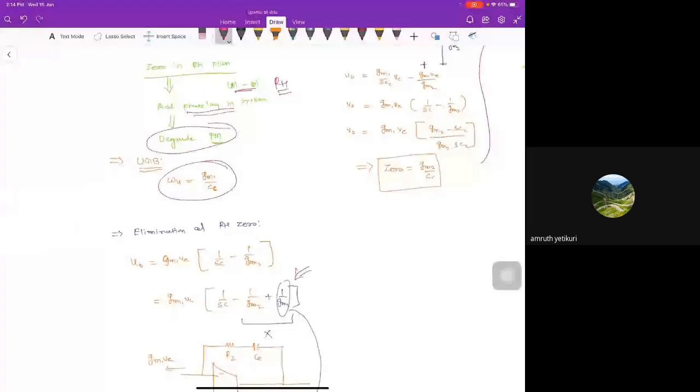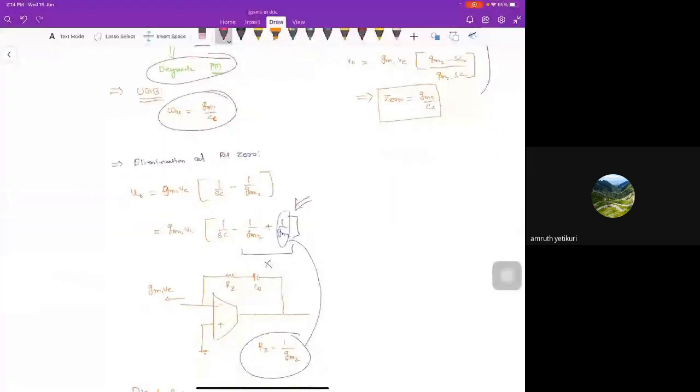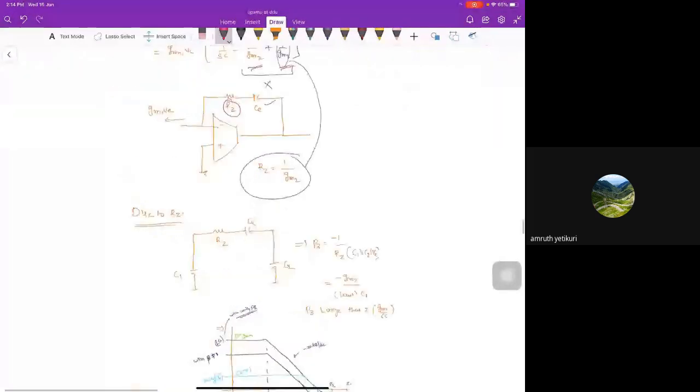So how do we do this in the circuit? In the circuit we can see that this GM into VE current passes to the capacitor, and if this GM into VE current passes to an element that has a resistance of 1 by GM2, then this term and this term will get cancelled out. So I will add one resistor here, and its value is 1 by GM2, so that my right half plane zero will get cancelled, and I am safe from the phase margin degradation.